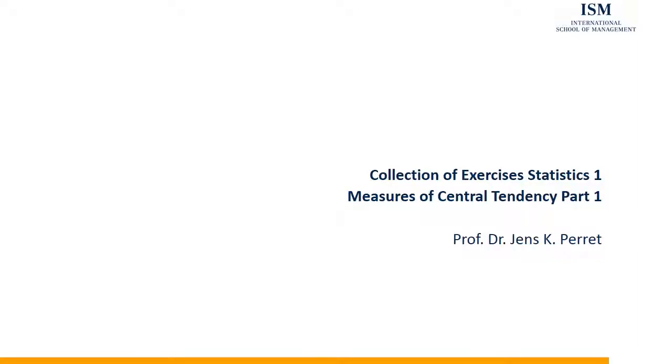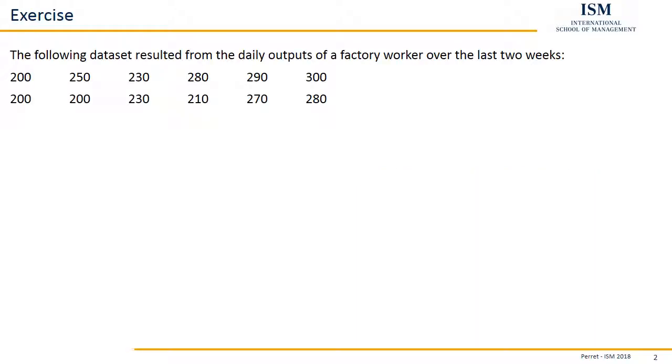Welcome to a new part of the ISM Statistics 1 exercise set. This time with an exercise on measures of central tendency. Let's consider the exercise. The following dataset resulted from the daily outputs of a factory worker over the last 2 weeks. What should we do with this dataset?